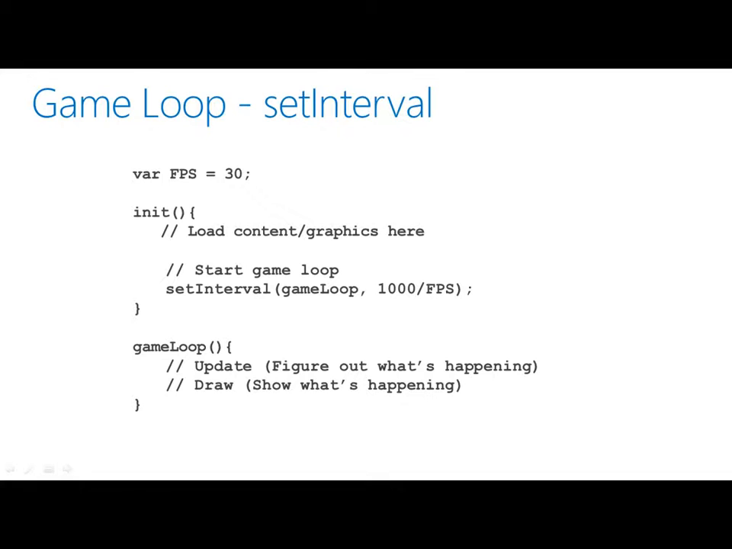So this is in milliseconds, which is why you see the 1,000. I've got a variable up here of 30. So 1,000 divided by 30 would make sure that we call that function, game loop, that many times per second. So in this instance, my game is running 30 frames per second. 30 times a second, it's going to update something and it's going to draw something.